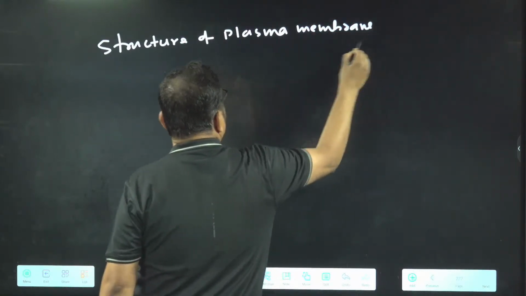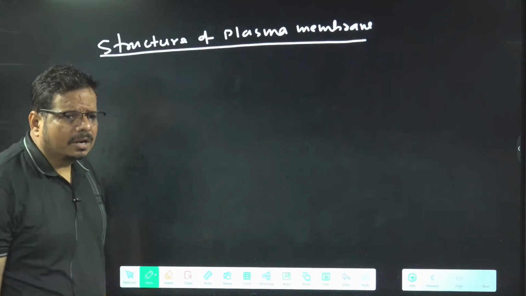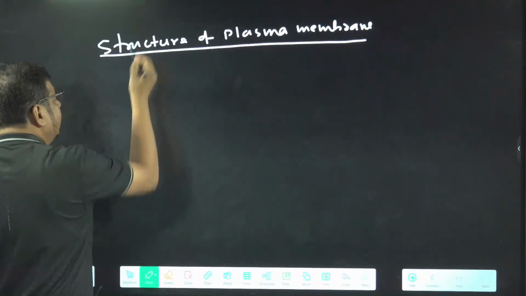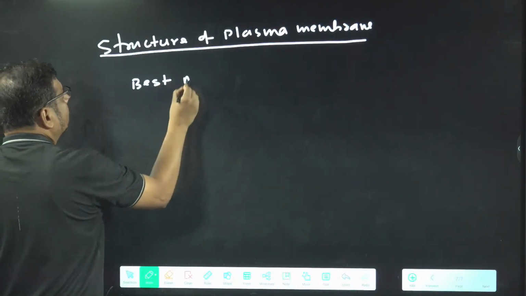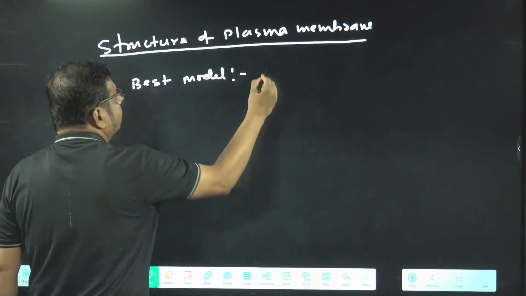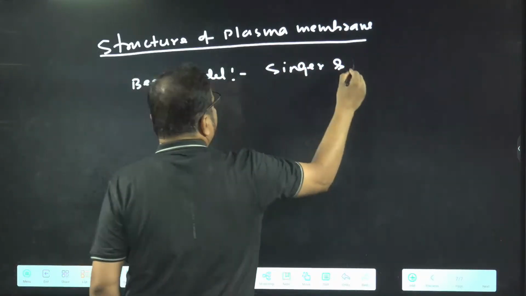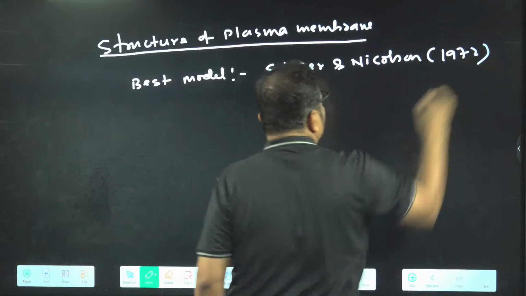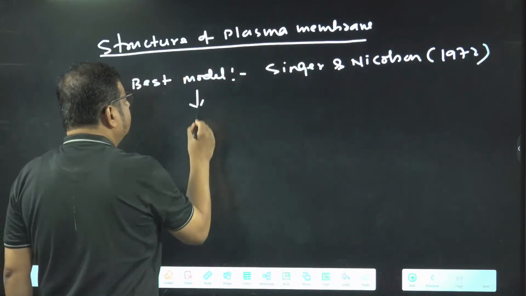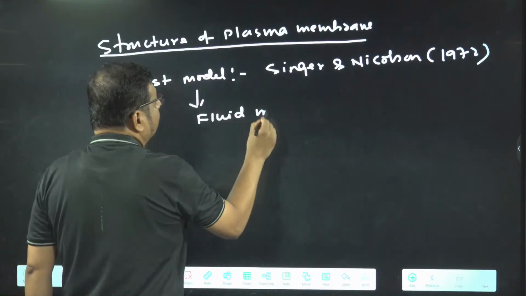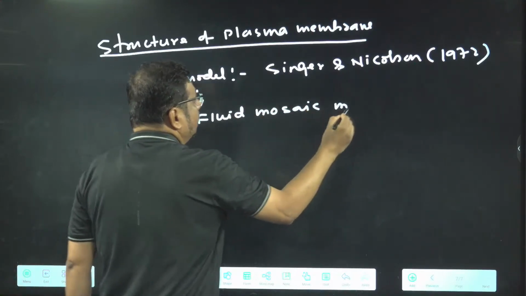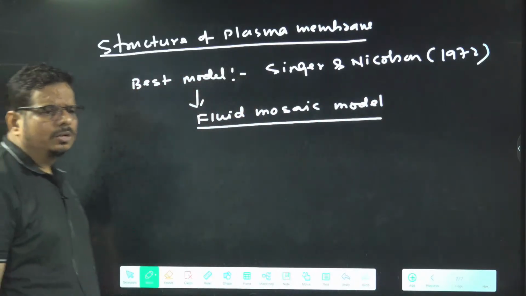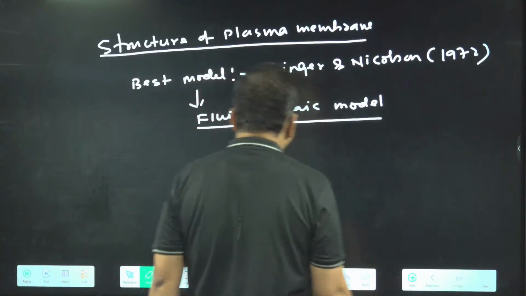Structure of the plasma membrane. If we talk about the structure of the plasma membrane, many different models are given, but the best accepted model was given by Singer and Nicholson in 1972. What was the name of the model? It is the fluid mosaic model. Right? Is it clear?